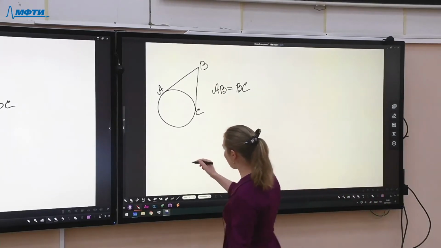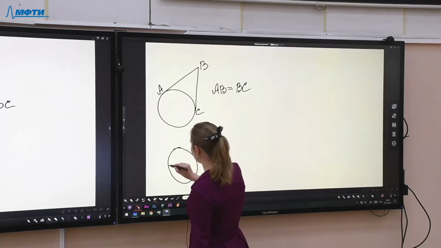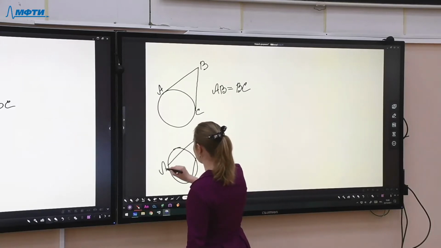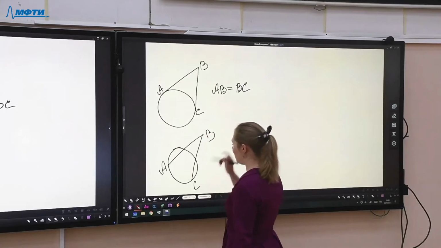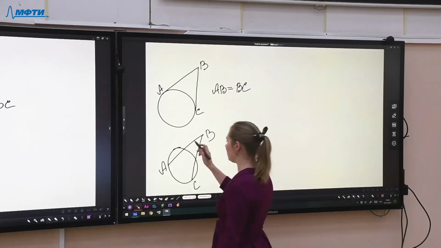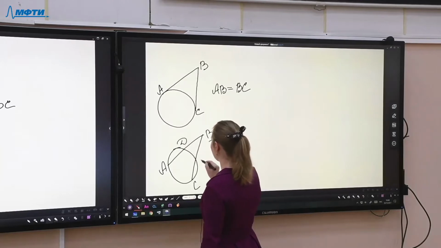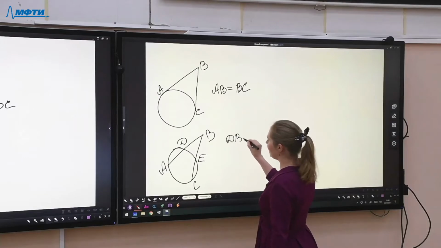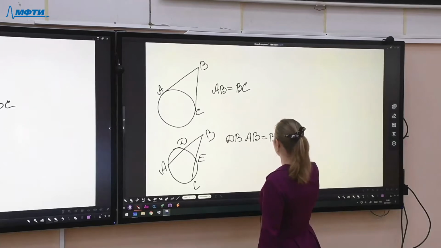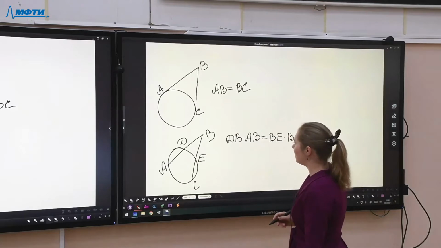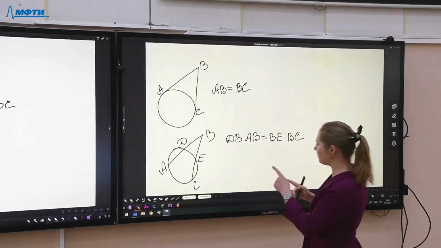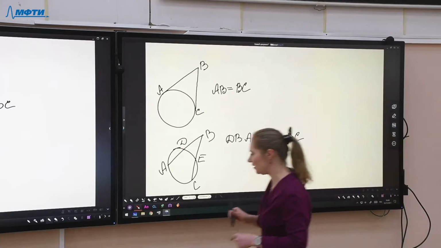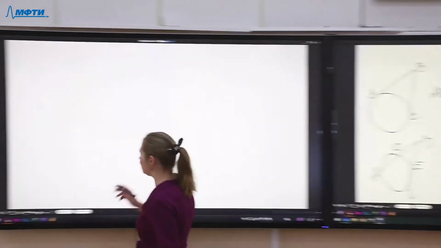Then if we have two secants, let it be ABC, and the points of intersection with the circle are DE, for instance, we can say that DB times AB is equal to BE times BC. So two chords, two tangent lines, two secants, and finally a tangent line and a secant.